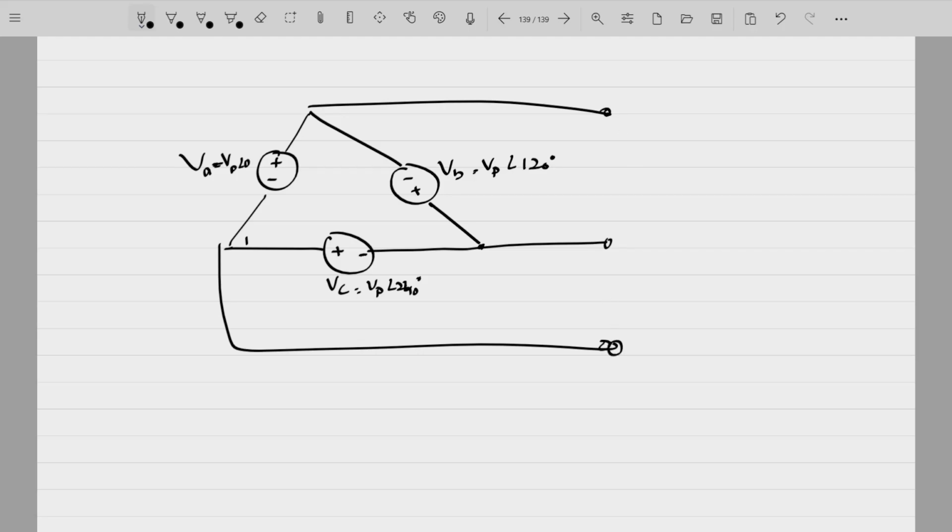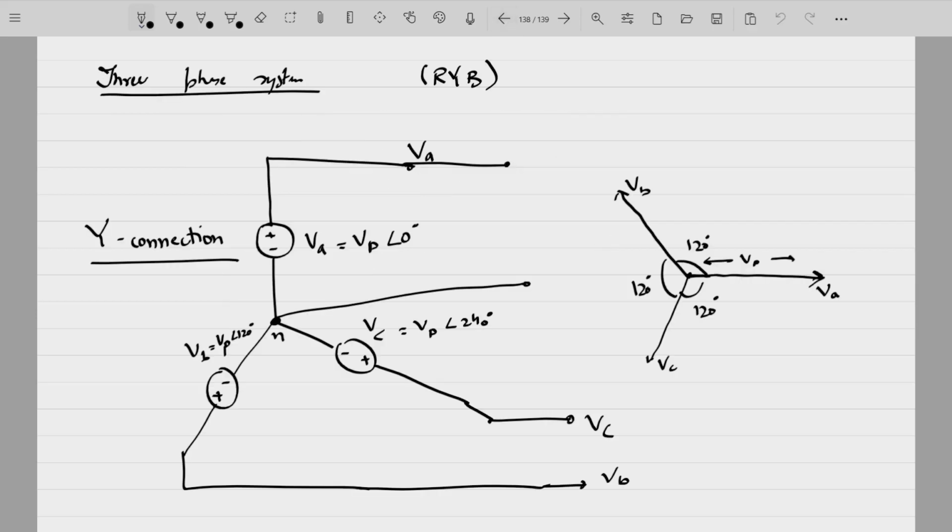Now here there are three different voltage sources connected in a delta fashion. So this will be known as the delta connection. So you have two ways of connecting the three-phase voltage sources, three-phase AC sources. One is the star fashion, and another one is the delta connection.